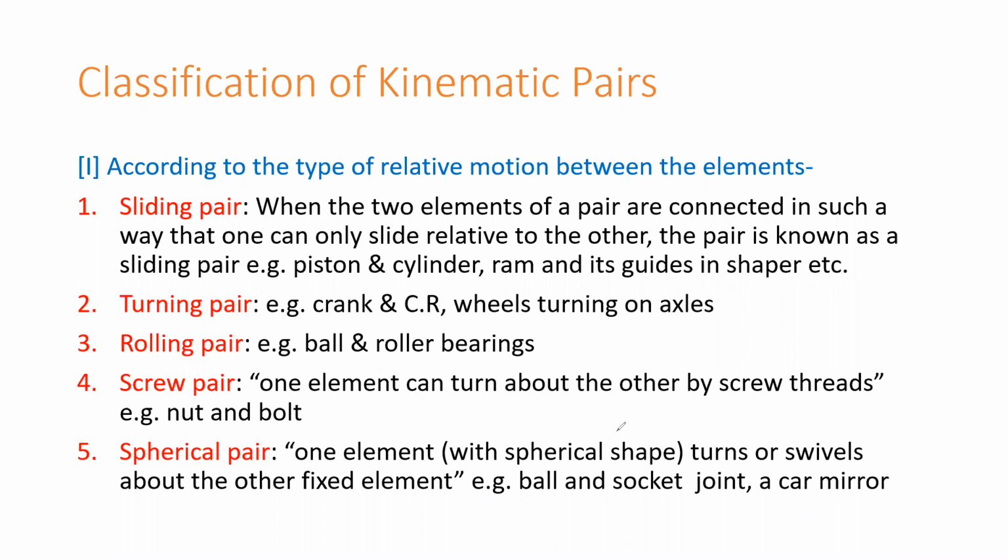So this classification is based on which kind of motion is permitted between the two elements of a kinematic pair. Based on that, the kinematic pairs are classified into these five categories: sliding, turning, rolling, screw, and spherical pair.